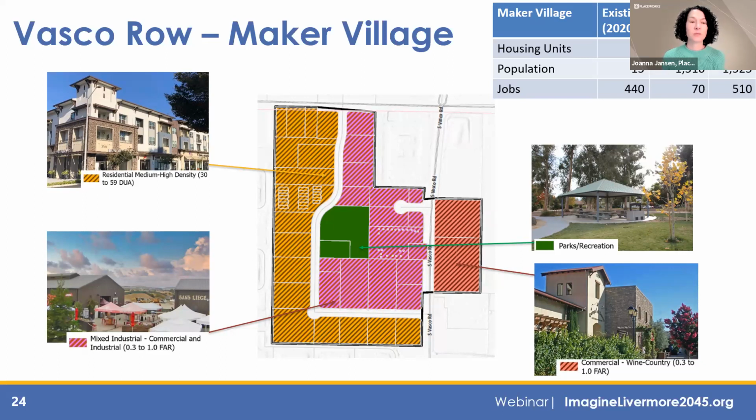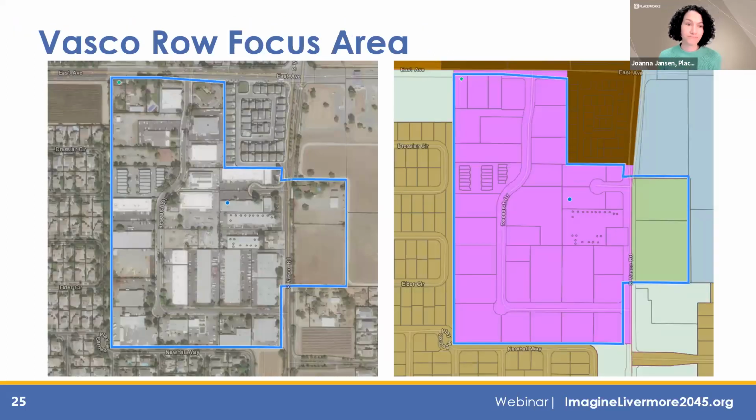So all of these place types and the corresponding images that illustrate them, as well as numbers showing the allowed density or intensity range for development, is available on what we call the place types menu. That corresponds to each one of these maps and helps you visualize what the maps mean in terms of the colors. Again, that material is available at imaginelivermore2045.org. So this is just an example explaining what we're about to be looking at.